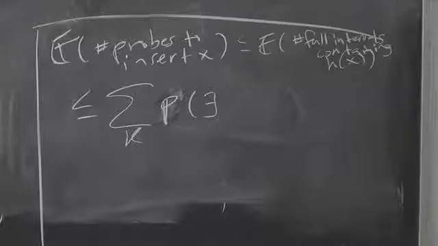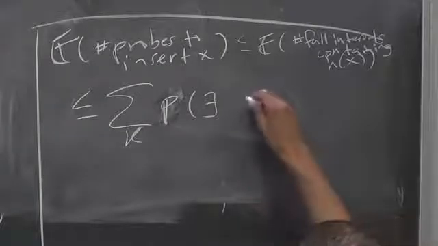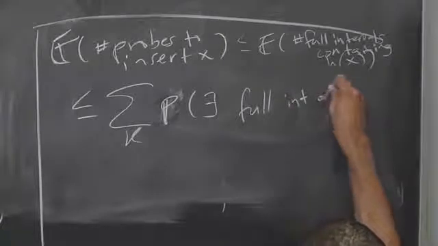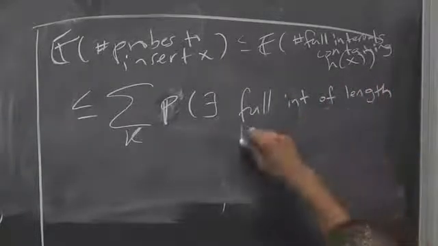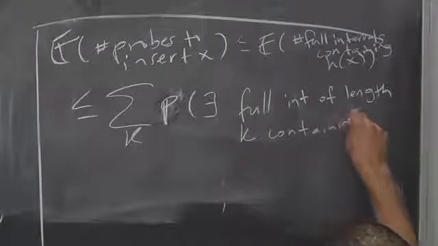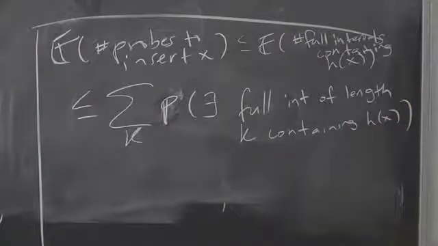Wait a second. Have I confused myself again? I wanted to say this is at most the probability that there exists a full interval of length k containing h of x. But that would only work out if these things were of different lengths. Yeah. Okay, so adjust the lemma yet again.